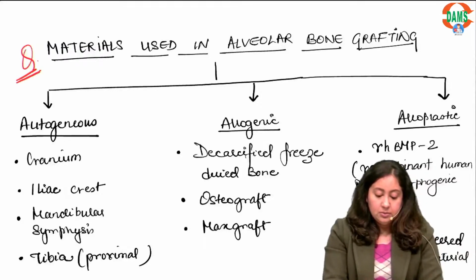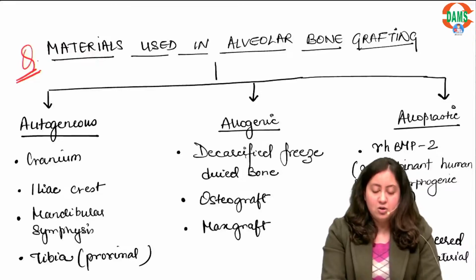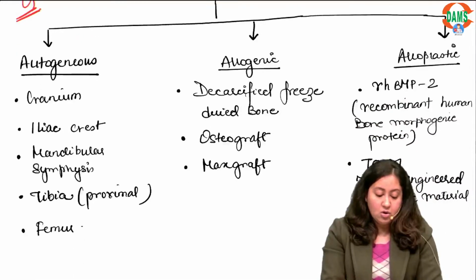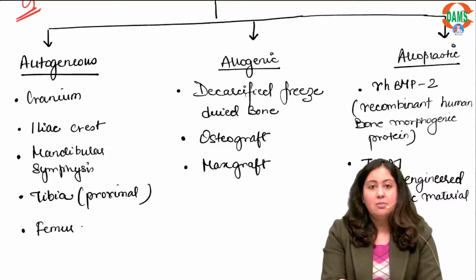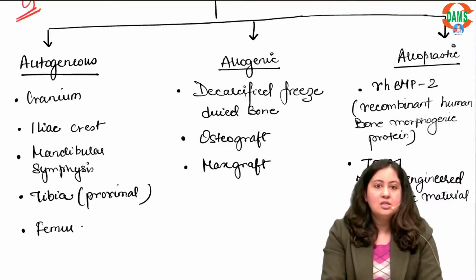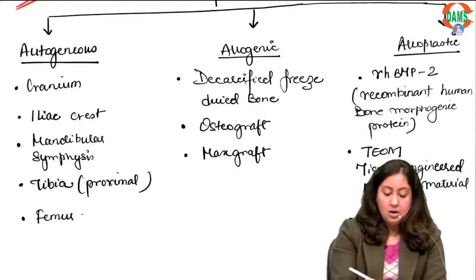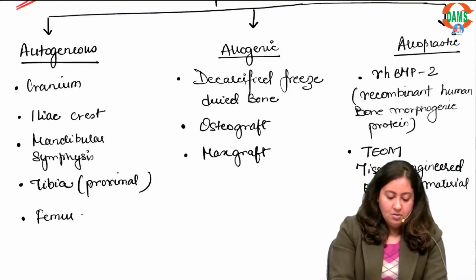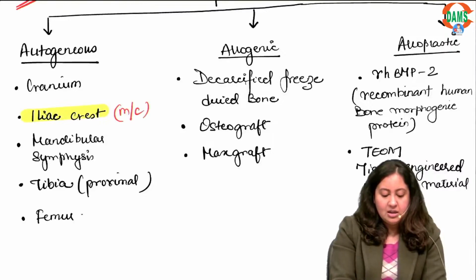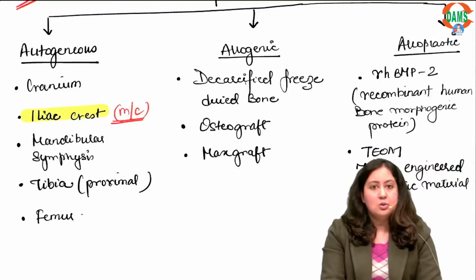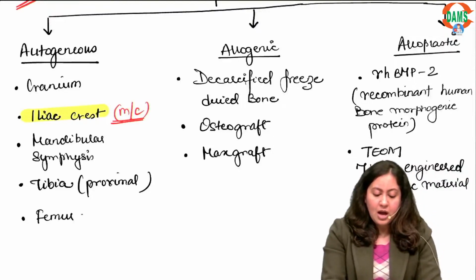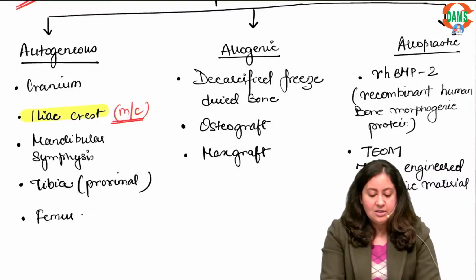Now it is divided into autogenous, allogenic and alloplastic. Under autogenous we have cranium, iliac crest, mandibular symphysis, proximal tibia and femur. Amongst these, the iliac crest is most common and it gives good results also. Your allogenic is decalcified freeze-dried bone, osteograft and maxgraft. These are two brand names of allogenic materials, osteograft and maxgraft.